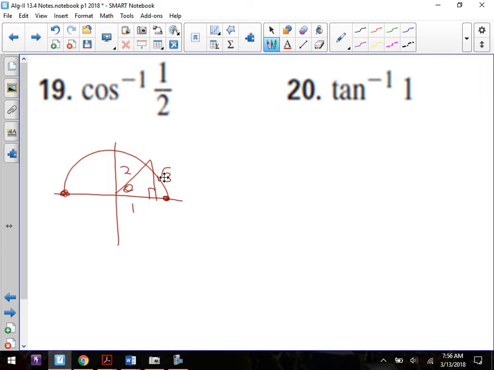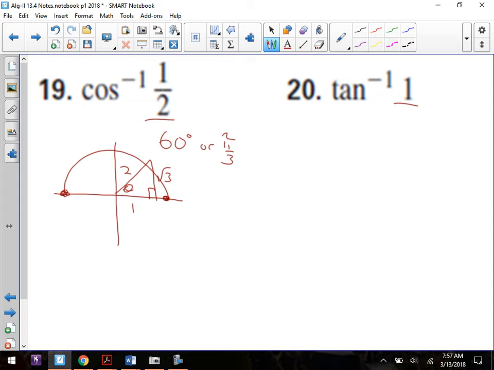That's a 60-degree angle because the only triangles that any of these values are going to wind up generating are 30-60s or the 45s. It's the only way you can do this stuff. Okay? So that tells me that this answer has to be 60 degrees or pi over 3. Okay?